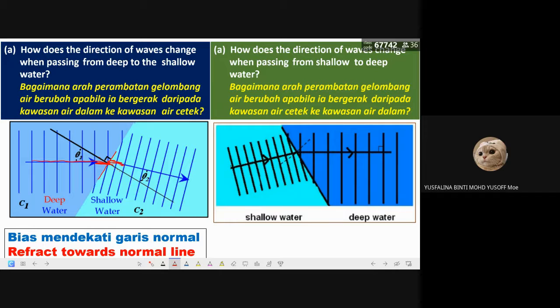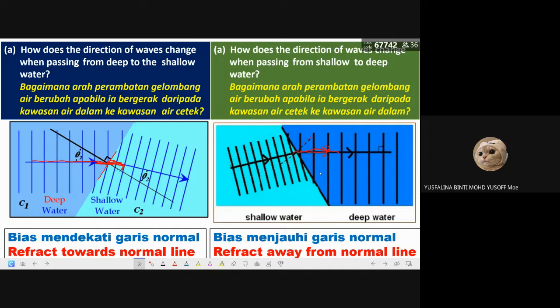So this is the line. It moved towards the normal, right? And for this one, this is the direction of the propagation, this is 90 degrees, and you can see it moves away from the normal. This one moved towards the normal, and this one moved away from the normal.